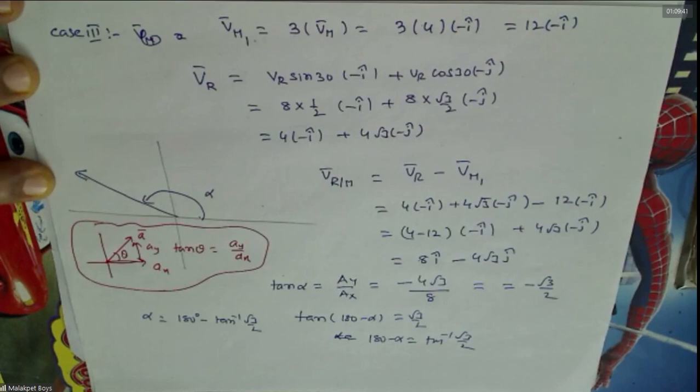What are these? No, rain cannot fall like this. No, it should fall like this. So extend this. Okay, what will be this angle theta? Rain falls like this at 180 minus alpha. What is it? 180 minus alpha, tan inverse root 3 by 2.